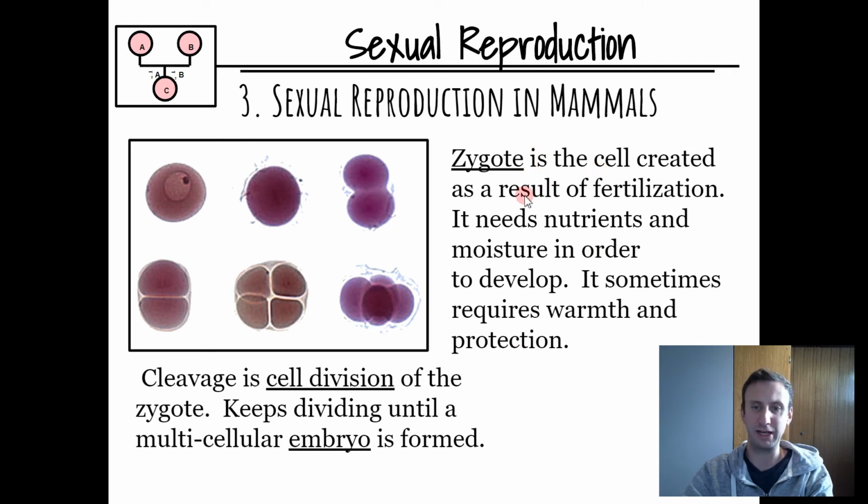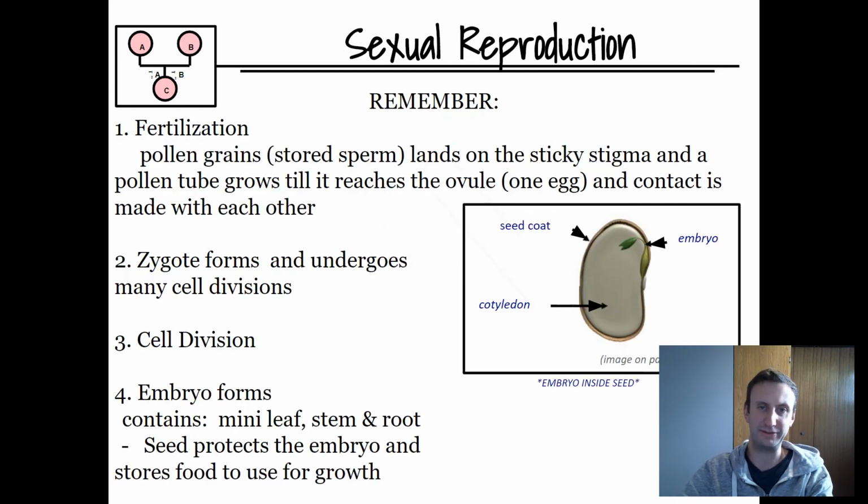Zygote is a cell created as a result of fertilization. It needs nutrients and moisture in order to develop. It sometimes requires warmth and protection as well. When cells are splitting into two, we call this cleavage. This happens by mitosis, but it's the actual division. As it's separating into two cells, we call the action of this cleavage. And it keeps on dividing over and over and over again. And then we have, of course, an embryo once it has divided.